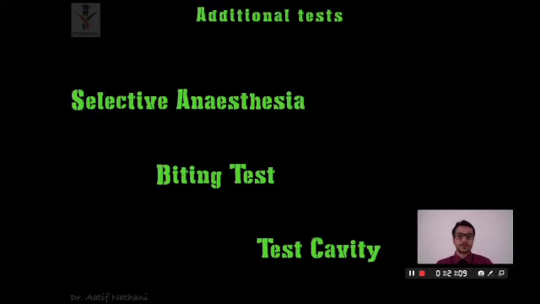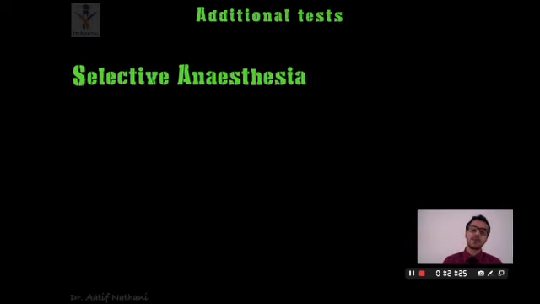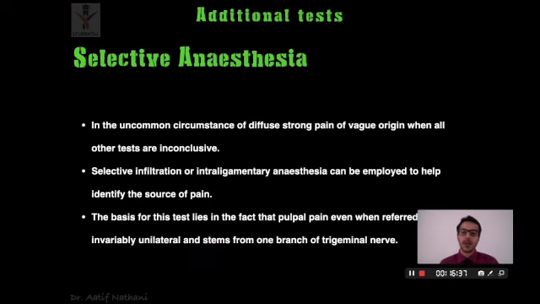Okay, apart from all these nerve tests, there are additional tests that can be used to evaluate the vitality of the pulp. These are selective anesthesia, biting test, and test cavity. Let us begin with the selective anesthesia first.